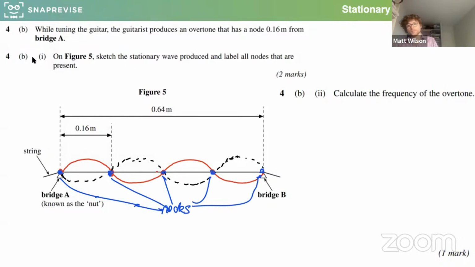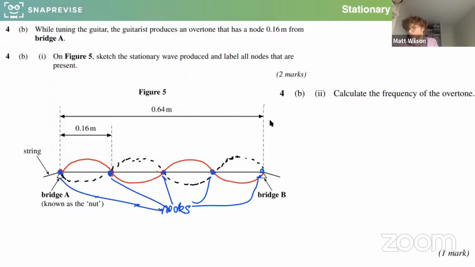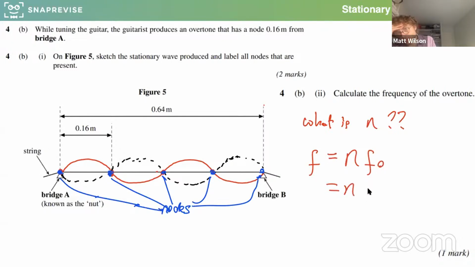Good. Finally, we're asked to calculate the frequency of this overtone. Okay, good. So what we need to ask ourselves is, what harmonic are we at? What is N? That's a good question for everyone. We know the frequency is always equal to N times the frequency of the initial harmonic, and we actually know that this is 108 already. But what's N? What harmonic are we at here?